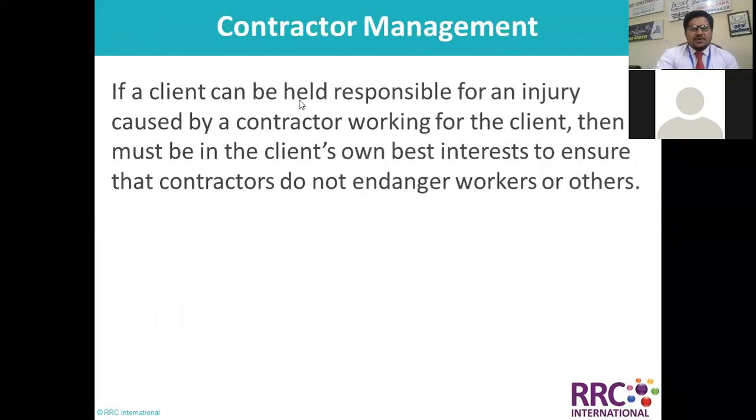Now, contractor management. If a client can be held responsible for injury caused by the contractor working for the client, then it must be in the client's own best interest to ensure that the contractor does not endanger workers or others.